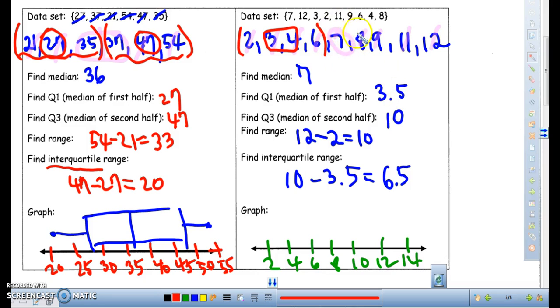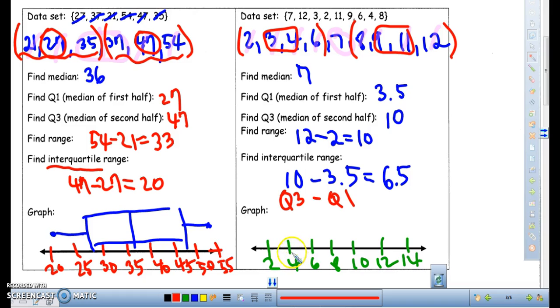And then don't use the median for the entire data; use these. And then you're going to have 2 medians. Between 9 and 11, you're going to have 10. So that's your quartile 3. So lower quartile, upper quartile. And then the range is 12 minus 2, which is 10, highest number minus lowest number. And then the interquartile range is 10 minus 3.5. So it's always quartile 3 minus quartile 1.